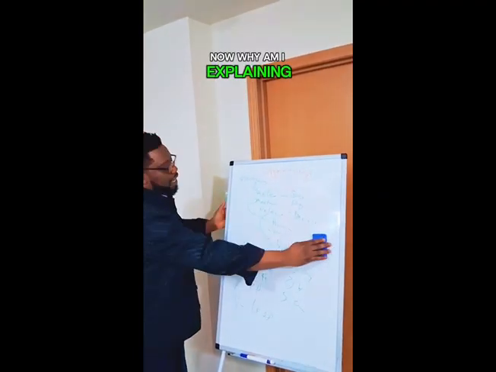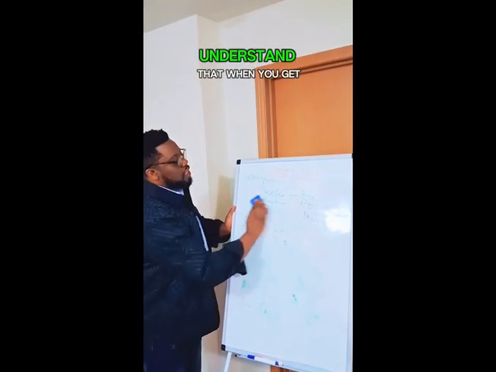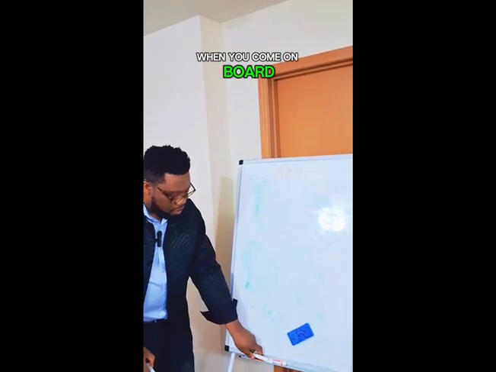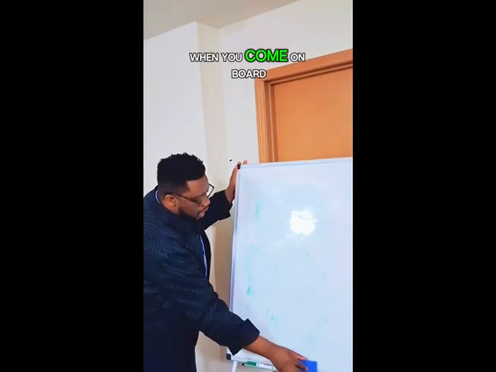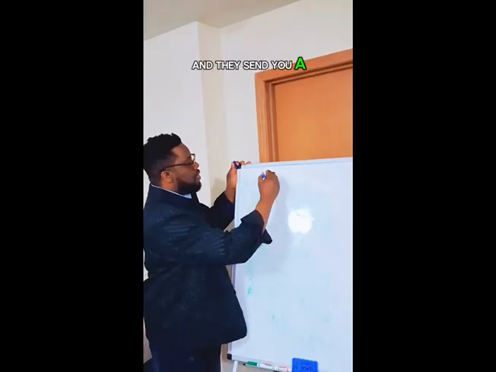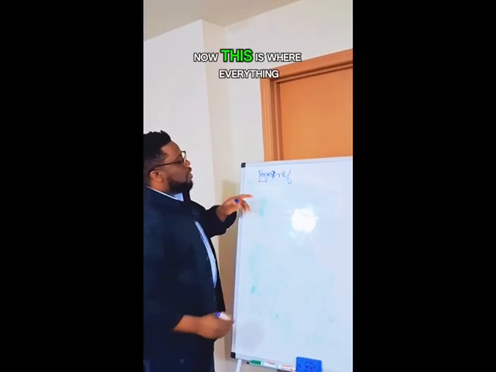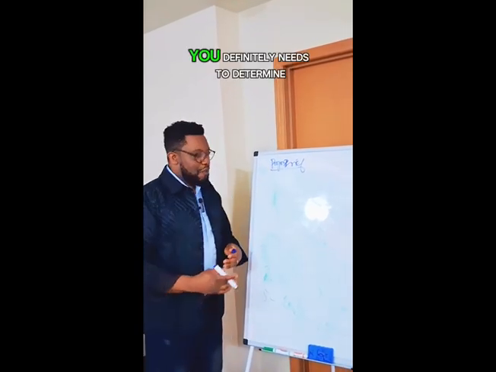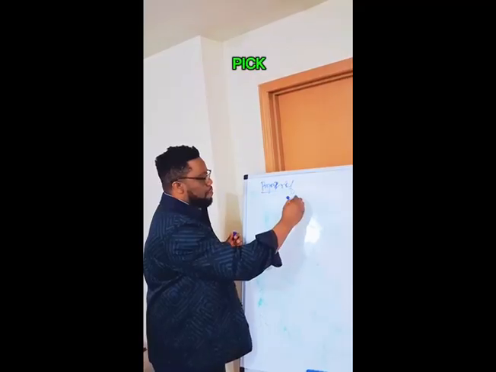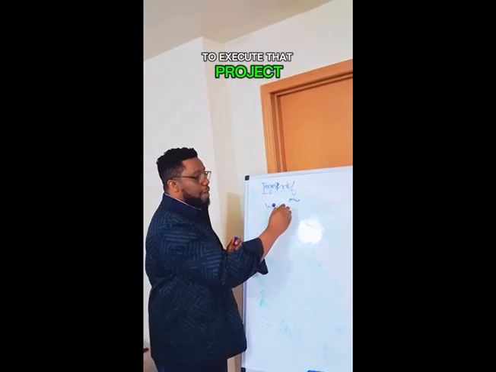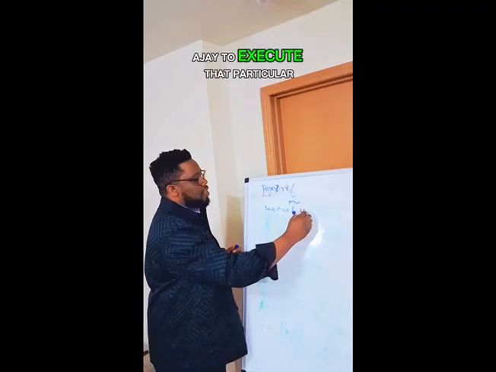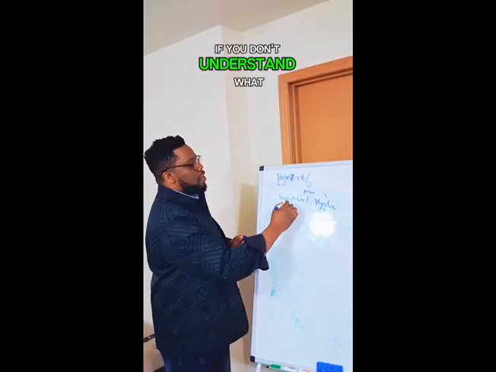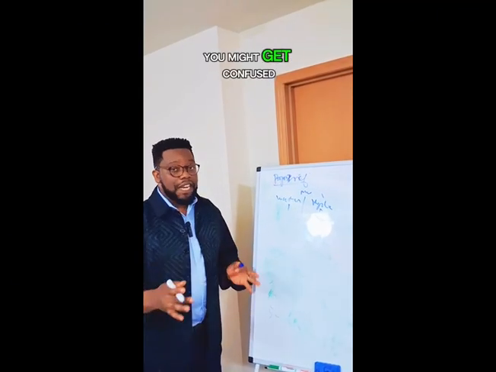Now, why am I explaining all these things to you? It is for you to understand that when you get into an environment, when you come on board, they send you a project brief. This is where everything starts. When you look at that project brief, you definitely need to determine which method you are going to pick. Are you going to pick waterfall to execute that project, or are you going to pick agile to execute that particular project? If you don't understand waterfall and you don't understand agile, you might get confused.